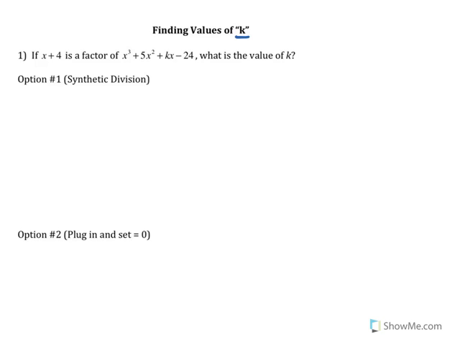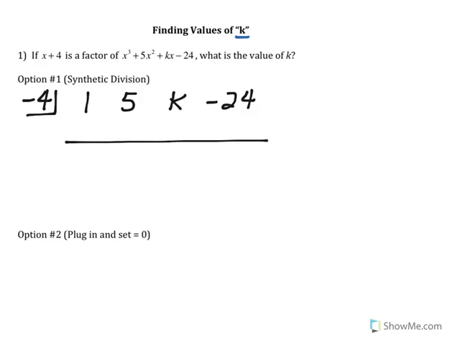So option 1 is using synthetic division. We'll set that up. Remember to switch the sign and list out your coefficients. K is one of them, so we are left with a variable here, which we normally don't have in synthetic division. Because we are saying that this is a factor, we are saying that the remainder is going to be 0. So we'll put 0 here.